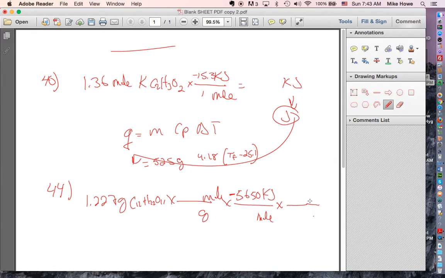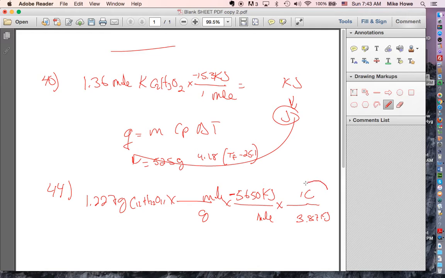And you know that the heat capacity, not the specific heat capacity, but the heat capacity of the calorimeter, for every 1 degree C, is 3.87 kilojoules of energy. So 3.87 kilojoules. And that would give you the delta T. That's it. So that one wasn't too bad either.